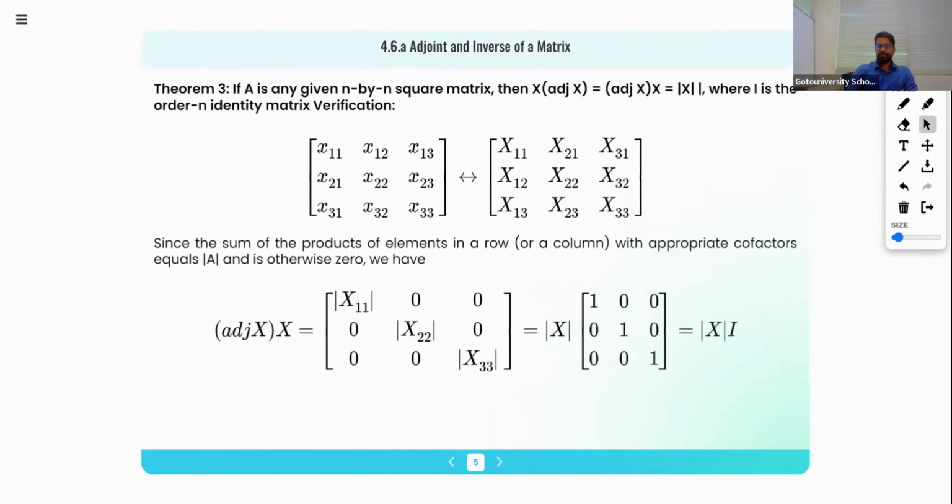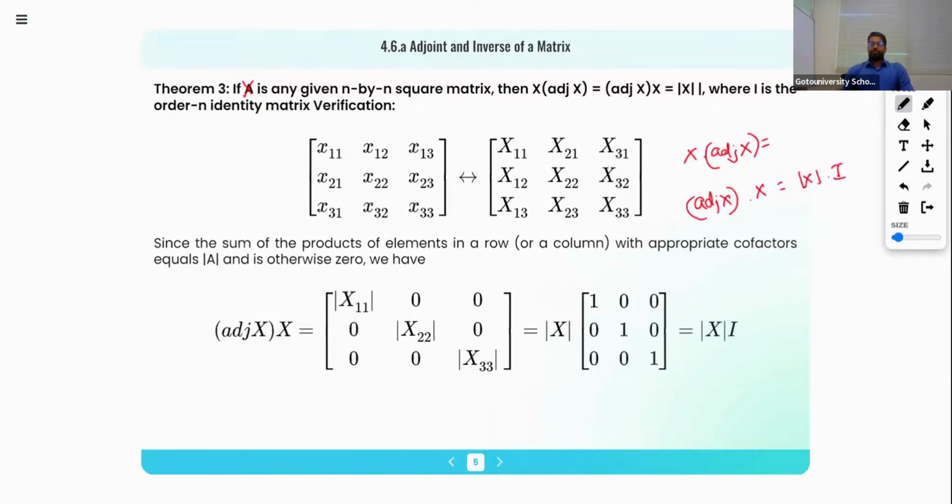Okay, there is a theorem. The theorem states if A is a given n by n square matrix, okay, so you can keep it as X. If X is a square matrix, then X into adjoint of X, if you multiply them in any order, adjoint of X into X, both of them will be equal to determinant of that matrix into I.